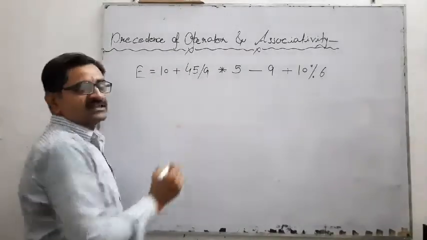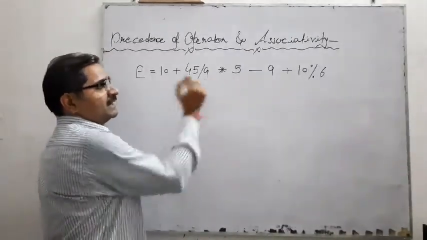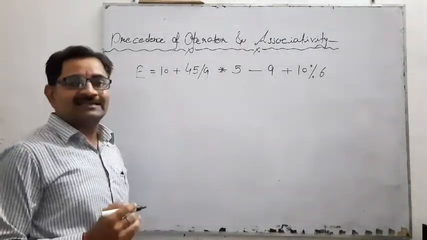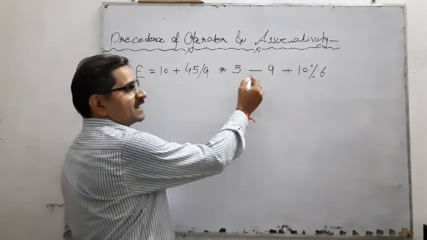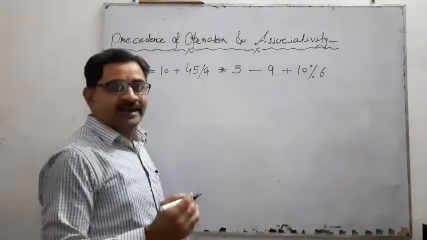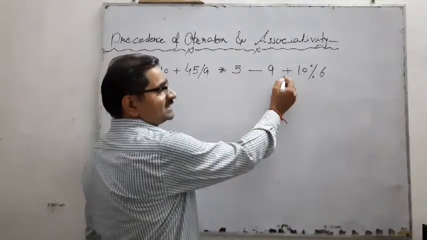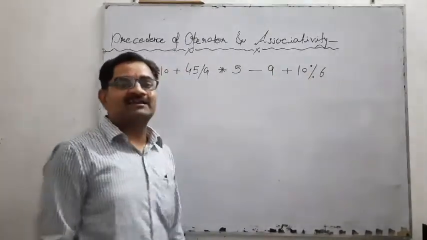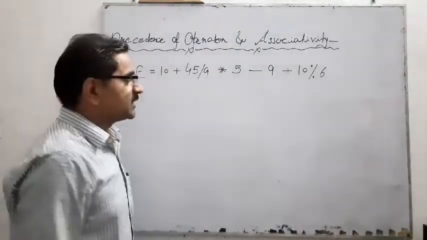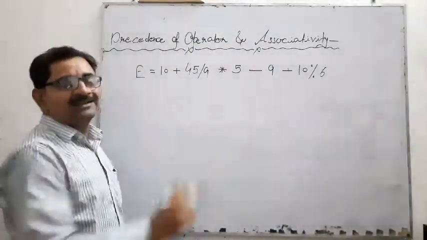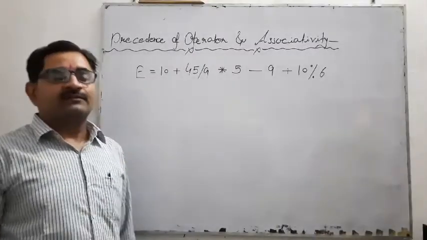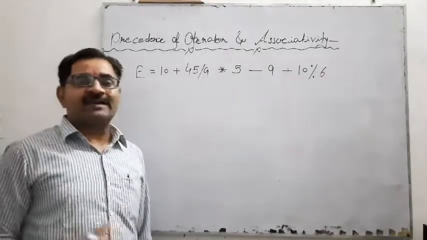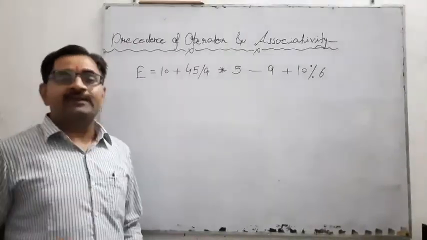When you move one step forward, you can see multiplication. The priority of division and multiplication is the same. Then subtraction, which is a lower priority operation. Then plus 10 mod 6. Mod is again a higher priority operation. So this expression contains operations of higher priority as well as lower priority. How can we find out the result?